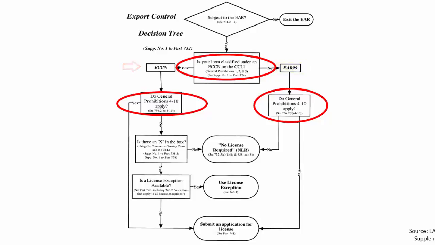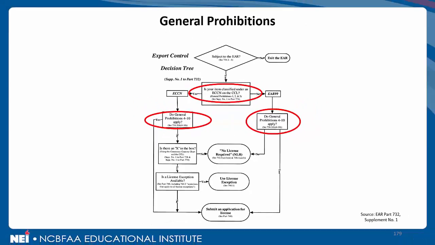But what we're really interested in pointing out here is not only that first rectangle with the circle around it, but to the lower right of that, making mention of general prohibitions 4 through 10, and to the left of that, also making mention of general prohibitions 4 through 10. Do they apply? And if they do, what's the direction of the decision tree? And if they don't, what is the direction of the decision tree? We're just introducing and pointing out general prohibitions in this version of the decision tree.